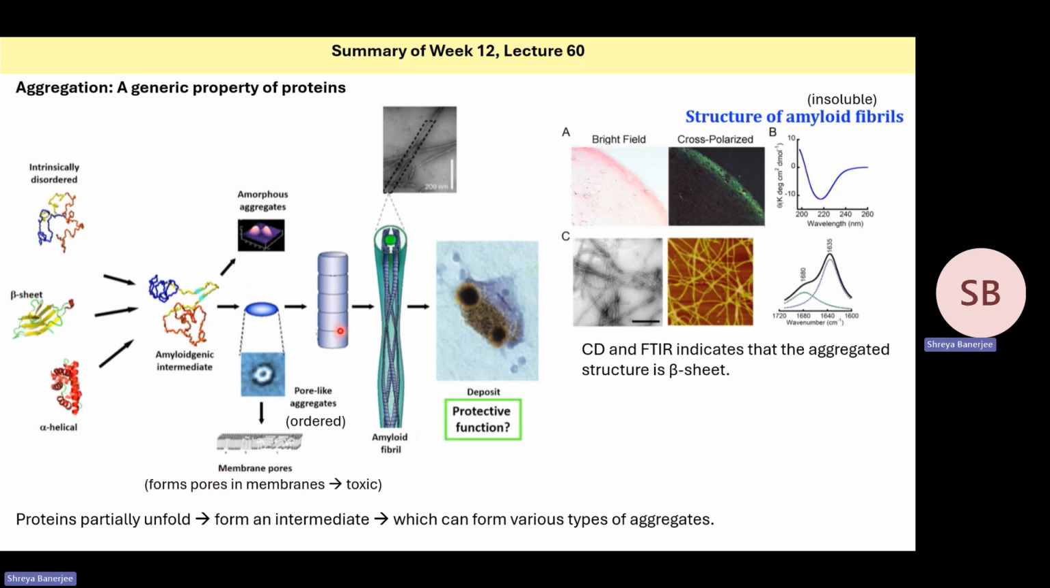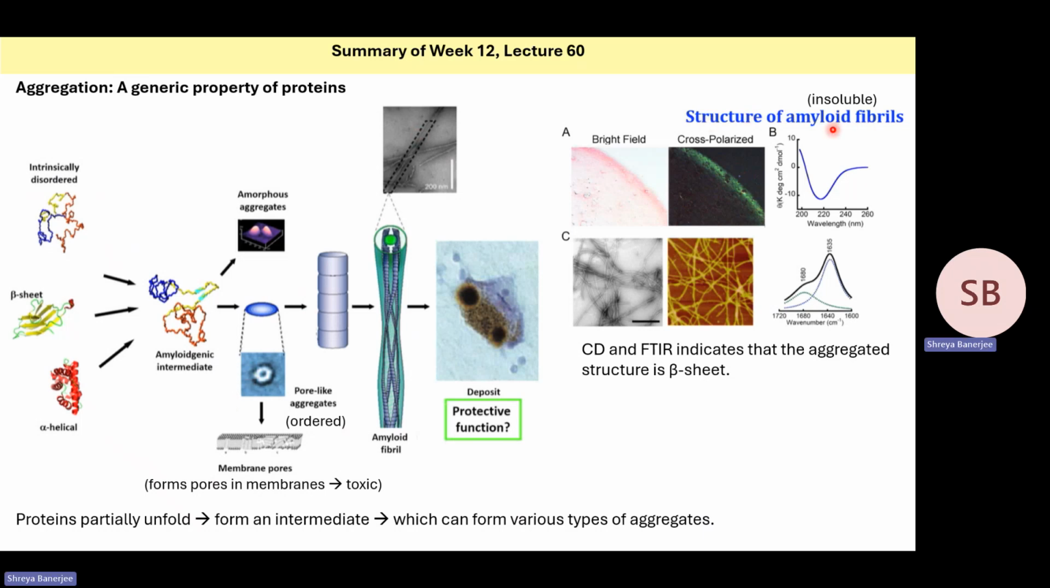And further aggregation can even form different fibers called amyloid fibrils. SEM and TEM studies have shown the fibrillar nature of these aggregates. So this type of aggregation is a very generic property of proteins, and any protein can form this kind of aggregate as long as it misfolds. Again, we talked about the folding funnel. If the protein gets misfolded into an intermediate structure which aggregates, then that can be very toxic for the body and is the origin of many diseases.